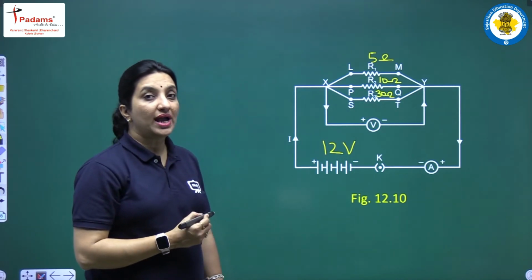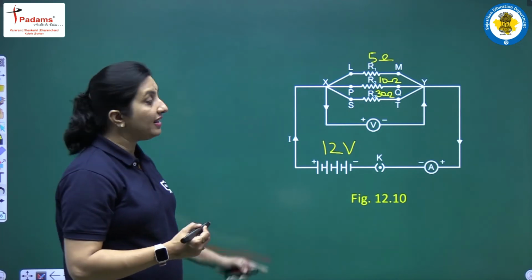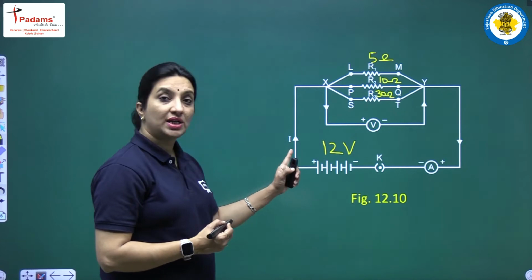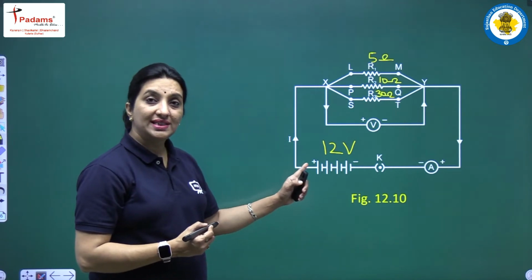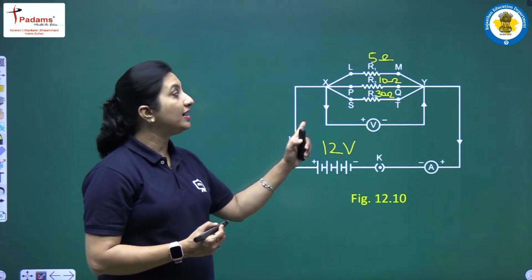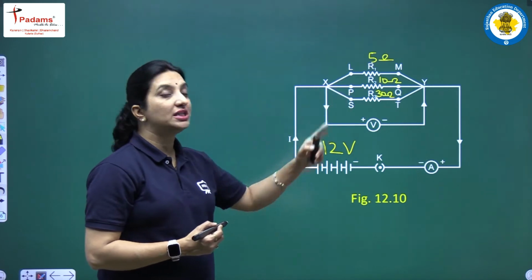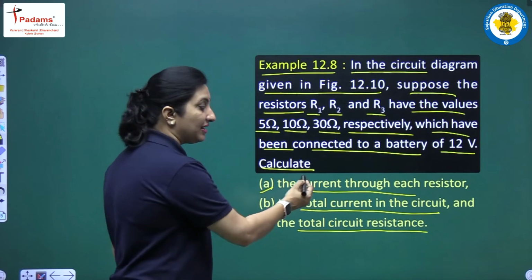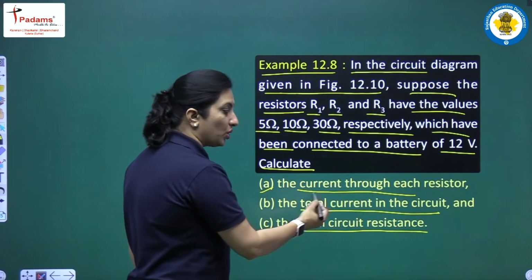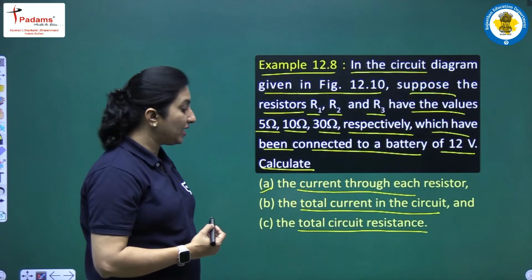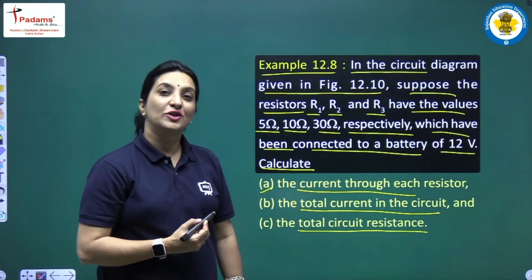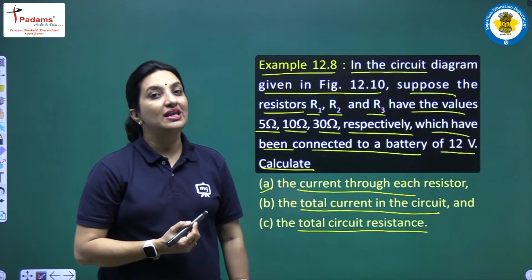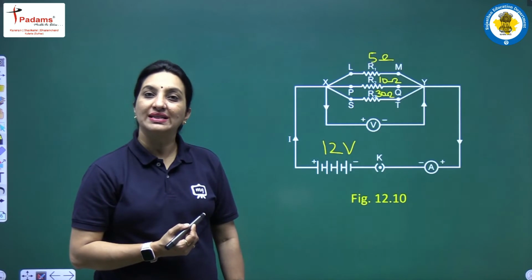Now what do we need to calculate? We need to calculate the equivalent resistance of these 3 resistors. We need to calculate the total current flowing through the resistors, and we need to calculate the individual currents passing through these 3 resistors. So this has been asked: the current through each resistor, the total current in the circuit and the total circuit resistance. So in order to solve this, first let's calculate the equivalent resistance of the circuit.